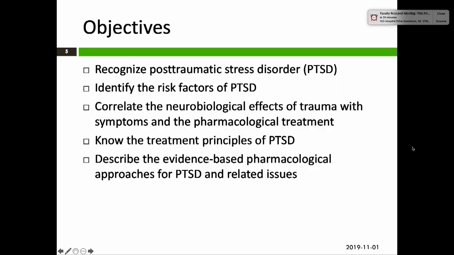So the main objective for today is to introduce how we recognize PTSD, mainly going through the DSM-5, and then see what the risk factors are, because they play a very important role for patients who develop PTSD. After that, I'm trying to link the neurobiology with the symptoms and, if possible, the pharmacological treatment. Then I'll introduce the principles: if we are facing a PTSD patient, or potential PTSD patient, in our practice, what should we do and what should we not do? And last, to quickly go through what the guidelines from all over the world recommend, but not spend too much time on each individual medication.